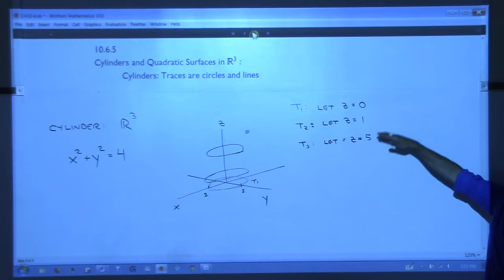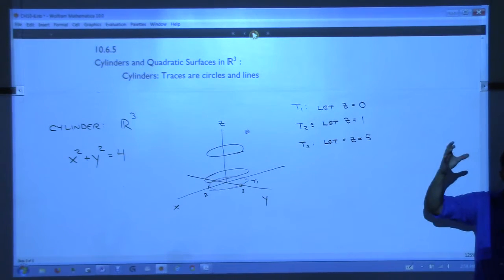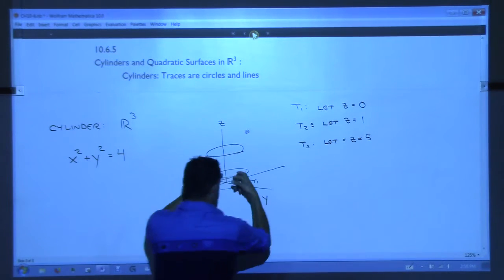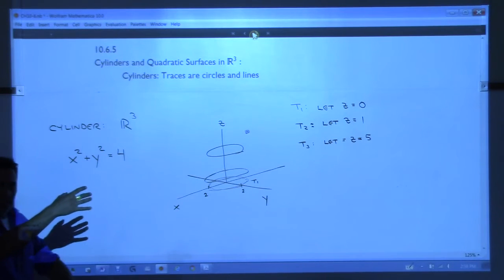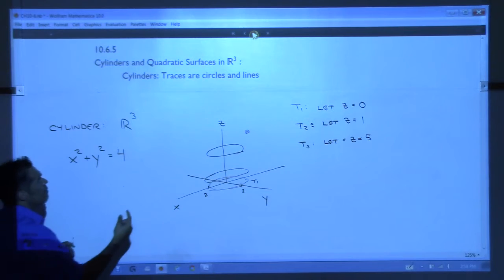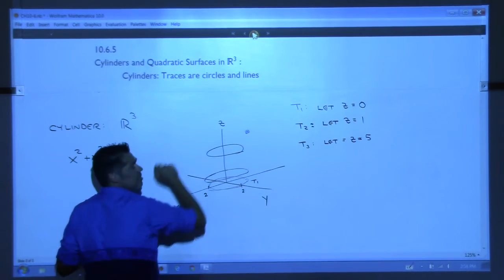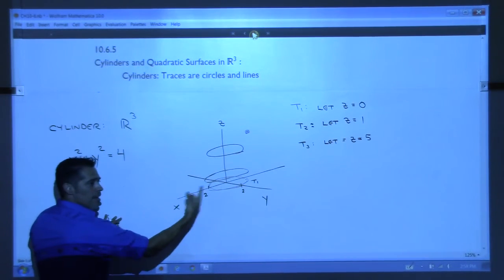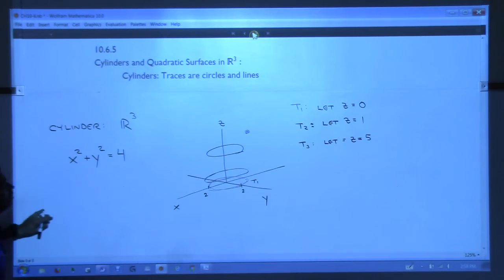But I could have done this for any z, all z's, and I would have created this beer can kind of thing, infinitely going in both directions forever. So do you see why it says here traces are circles? We have all these circles. But why does it say that they're also lines?